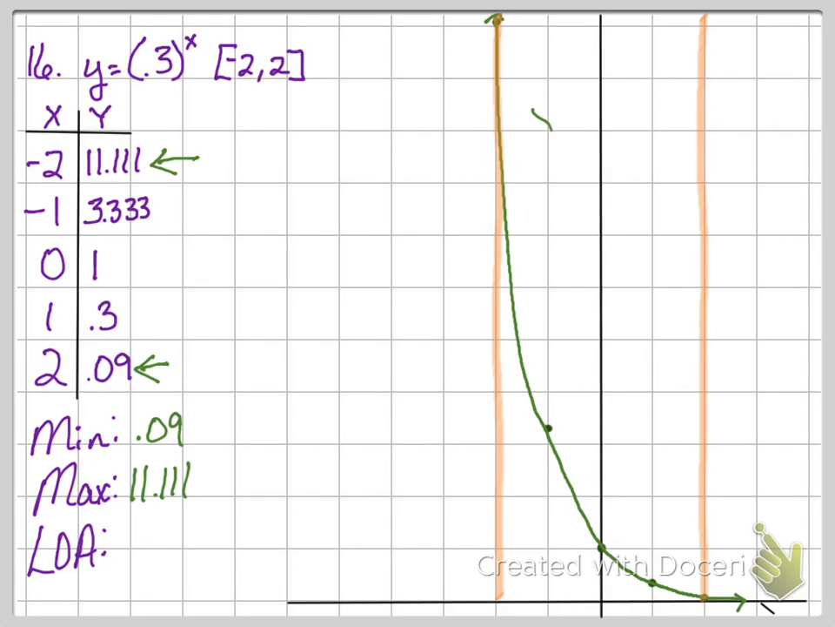And my line of symmetry right here at y equals 0, my x-axis. So my line of symmetry is y equals 0. Okay?